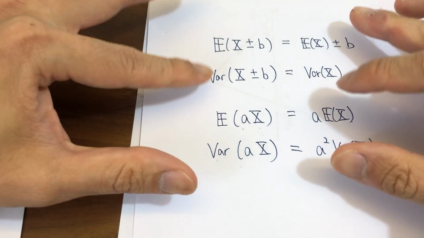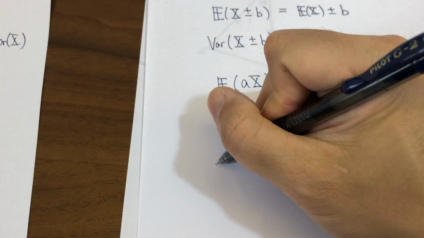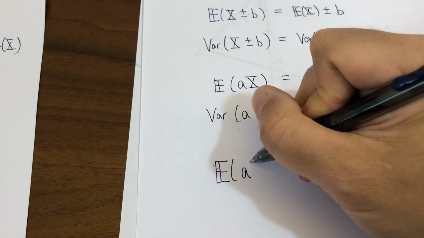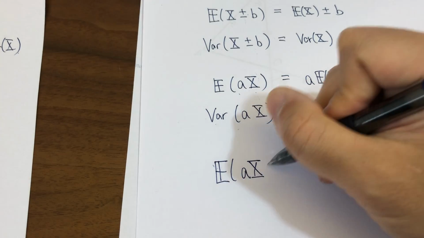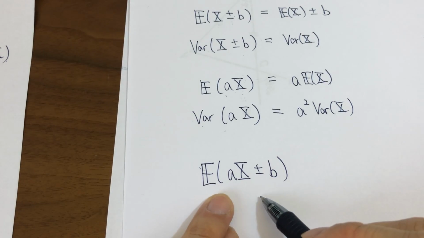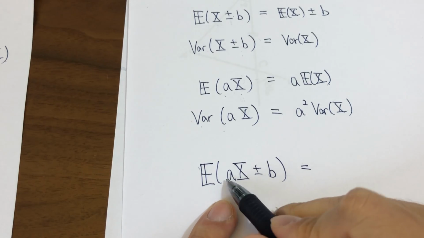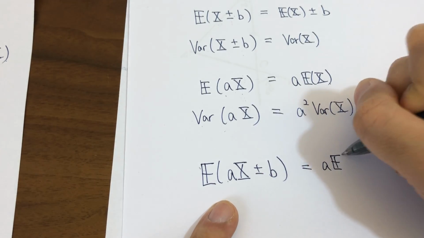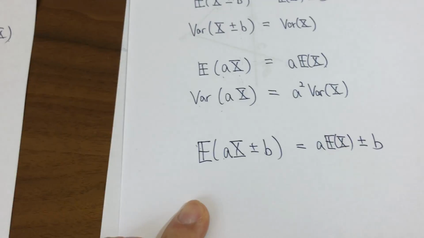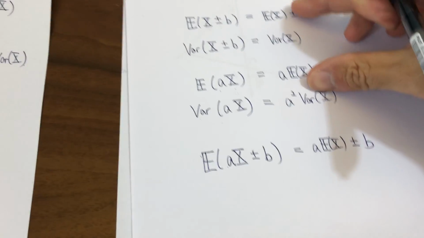And then we could also combine these two rules to form a new rule. What about the expected value of a constant times a random variable, plus or minus one more constant? Are you able to simplify this situation? First of all, we could move the a out, a times the expected value of x, and then the result plus or minus b. For the expected value, it can be simplified like this according to these two rules.